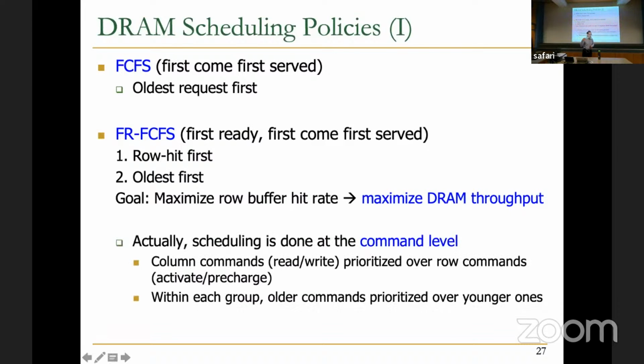But as I said earlier, scheduling is really done at the command level. You basically break down requests into commands, and you prioritize column commands, which are reads and writes, over row commands, which are activate and precharge. So as opposed to activating another row, you try to choose reads and writes that can be serviced from a given open row in the DRAM bank. And within each group of commands, column versus row, older commands are prioritized over younger ones. So that's the idea of FR-FCFS.